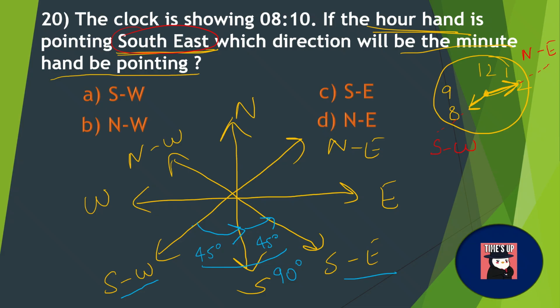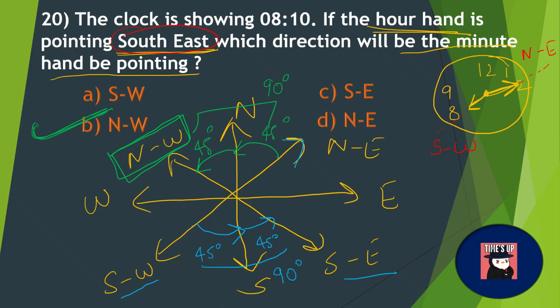Now the minute hand is initially pointing towards what? Northeast, correct? Northeast it is pointing initially. Now 90 degrees anti-clockwise direction we need to go and we'll get the answer. So from northeast I'll go to north, which is 45 degrees. Then north to northwest I will come, which is 45 degrees, which totals 90 degrees in anti-clockwise direction. So where do we reach now? Northwest. So the answer is the minute hand will be pointing towards northwest. Correct option is B, that is northwest.